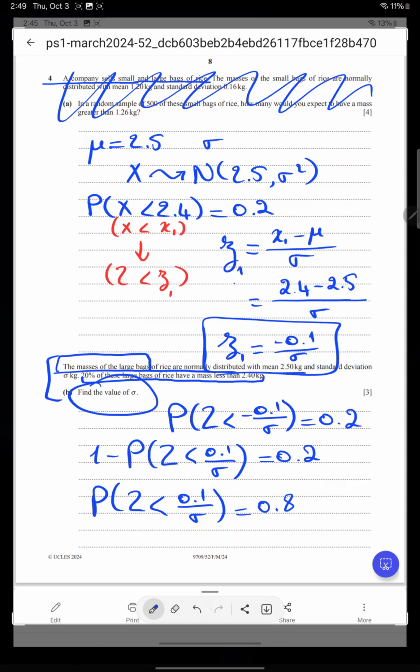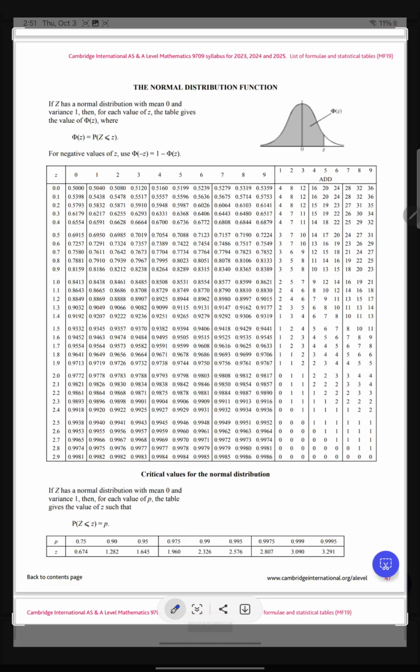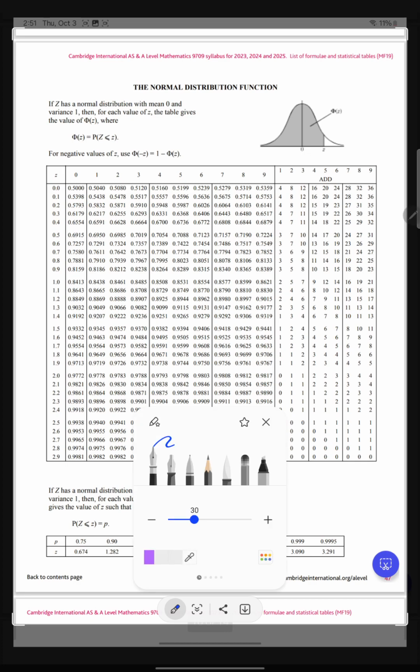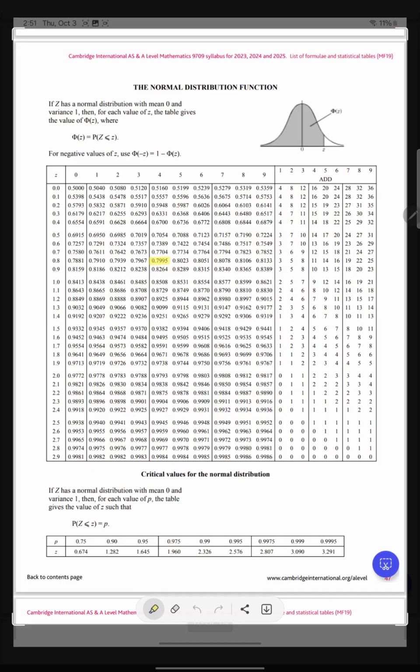Now we ask ourselves, P of Z less than what is equal to 0.8? So we should go to the sheet MF19. Now this is the sheet MF19. We want to look in the table for what value of Z we have that the probability is equal to 0.8. Unfortunately, we don't have 0.8 in the sheet, but we have a number very close to it, which is 0.7995.